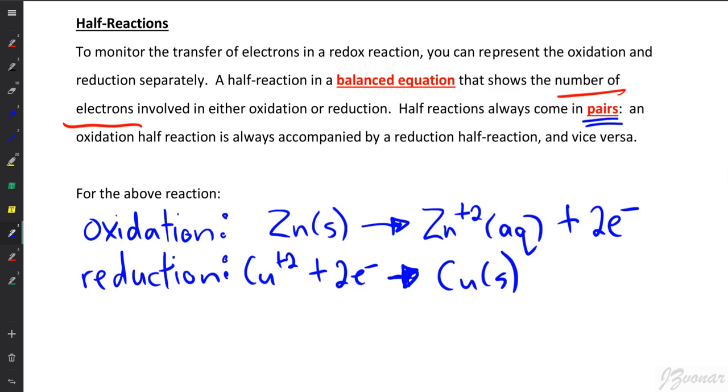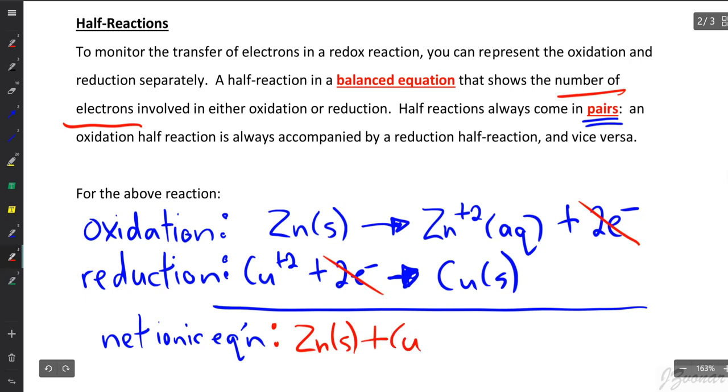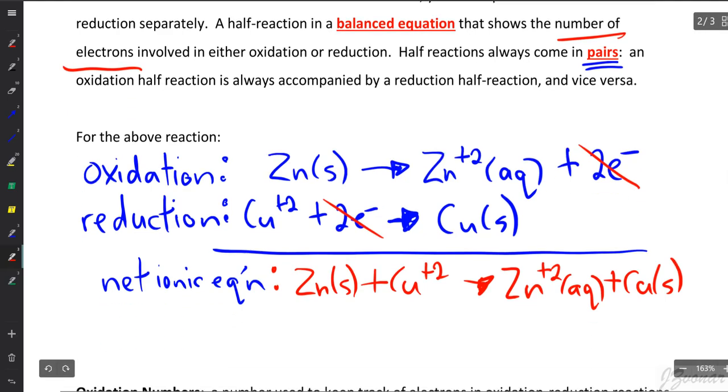And if you'll notice here, if I add these 2 together, it will result in the net ionic equation. What we would do is take away the electrons and add up what is left over between these 2 half reactions, and lo and behold, we get our original net ionic equation. All right, so this shows us that there are electrons being transferred from one element to another.